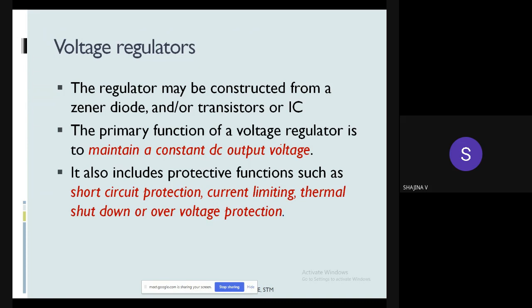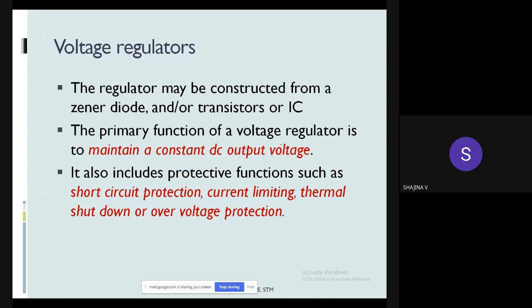It also includes protective functions for the circuit. That is short circuit protection, current limiting, and over voltage protection. That is, there may be some other problems with the circuit, so the voltage regulator also includes such protective functions. We can also include protective functions in a voltage regulator.